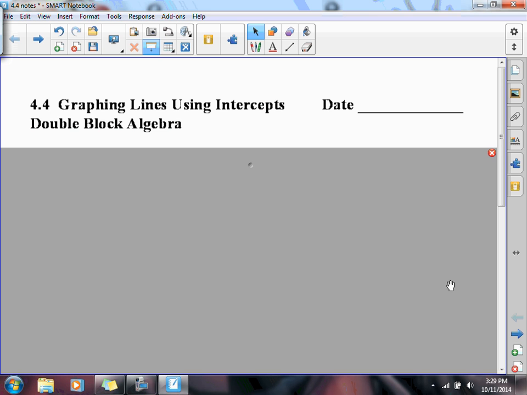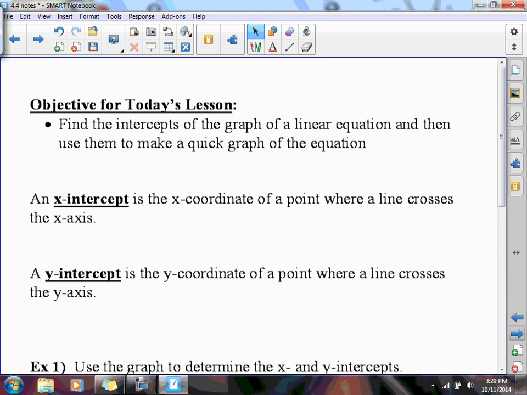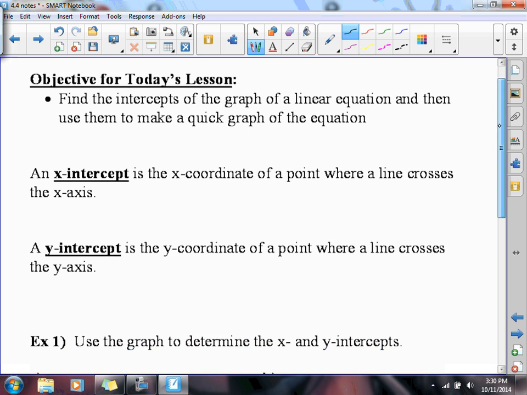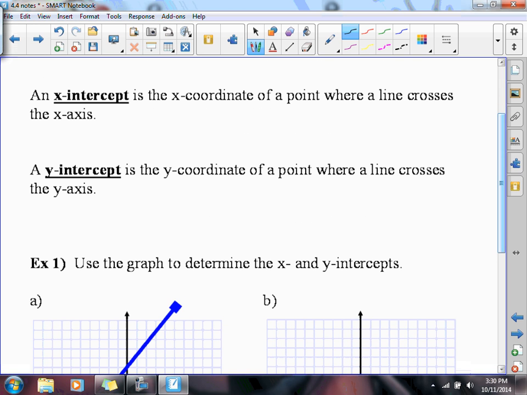These are the notes for section 4.4 entitled Graphing Lines Using Intercepts. And today we're going to talk about how to find the intercept of a graph of a linear equation. And then we're going to use the x and the y intercepts to actually make a quick graph of the equation. And in order to do that, we have to know what the x-intercept and the y-intercept are.